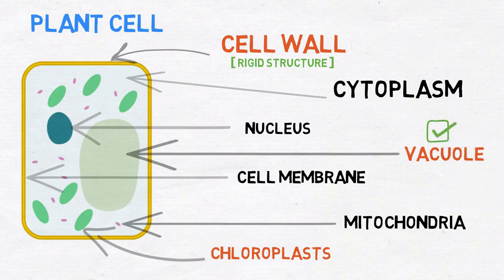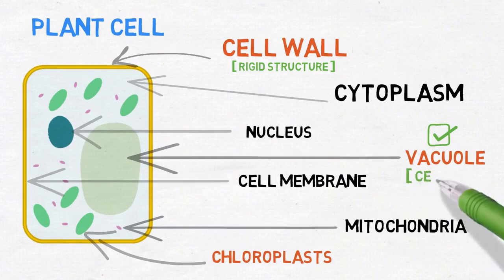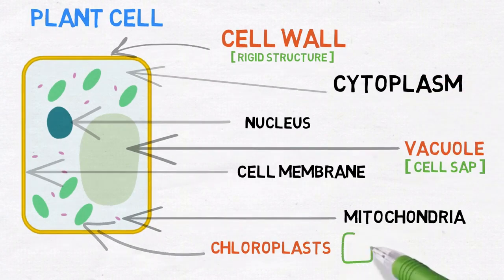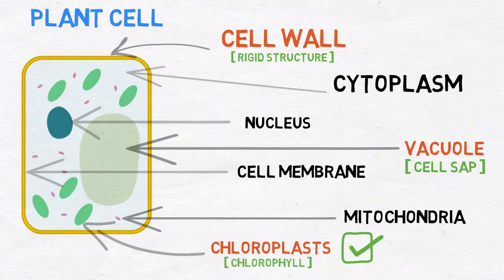The vacuole has a similar function to some extent, as it is a large structure in the middle of the cell full of cell sap, a solution of sugar and salts, that supports the cell and keeps it rigid. The chloroplasts floating in the cytoplasm contain little green pigments called chlorophyll, where photosynthesis occurs.